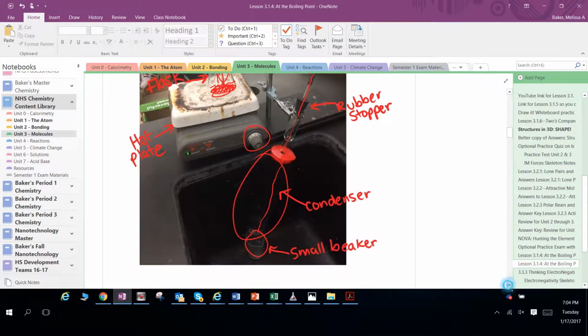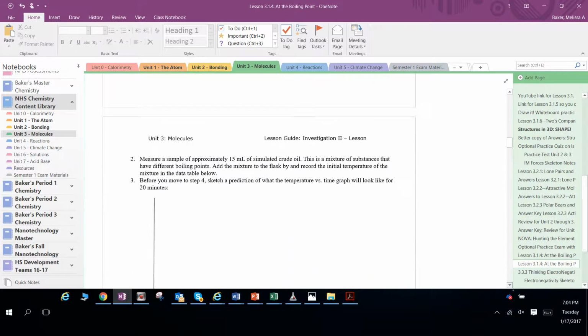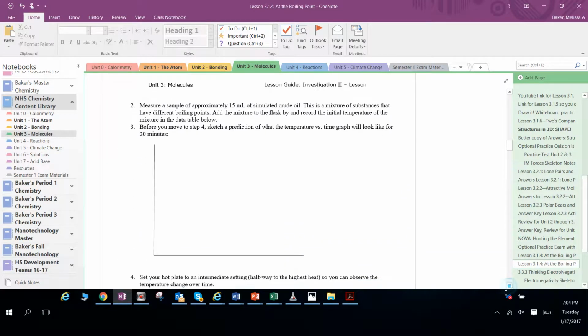So we collected different samples. They're called fractions. So here were the steps that we went through. We put 15 milliliters of the oil, like I was saying, in the bottom of the flask, and we had everybody make a little prediction of what we thought the graph would look like of time versus temperature as you heat up your sample. So a lot of people in class draw a line like this.